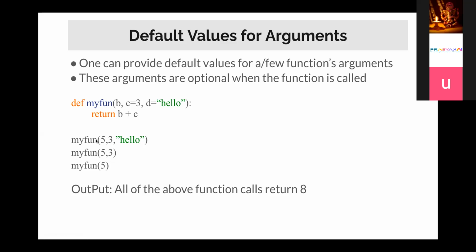This gives flexibility. For example, by default this value is there. But if I wanted to send something different, then only you pass it, or else by default the default value will be used.